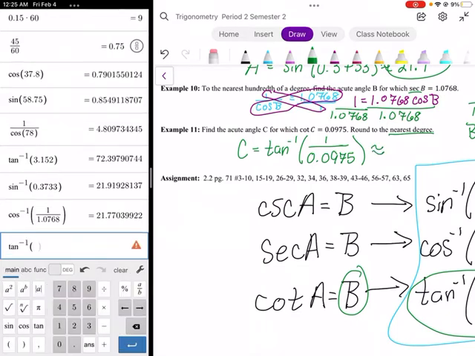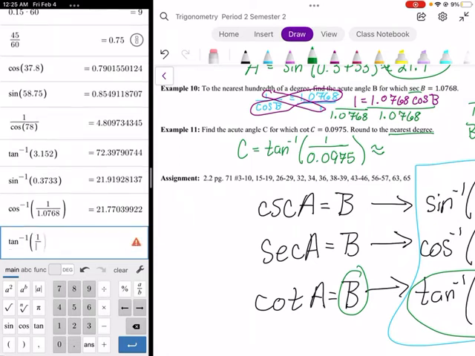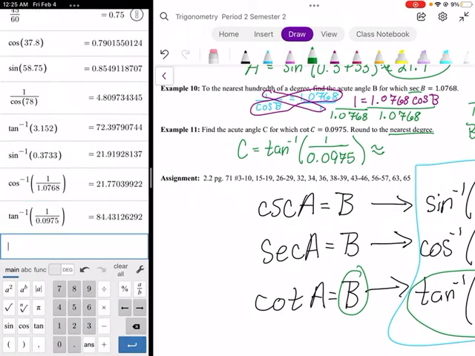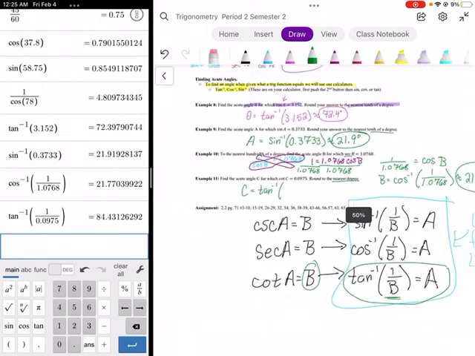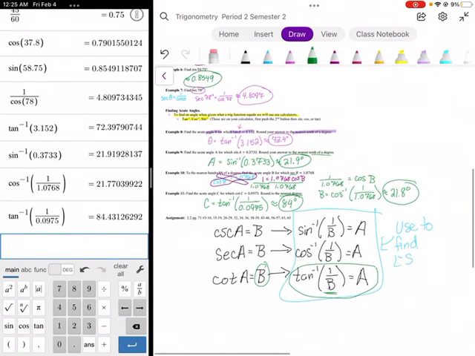So for this, we're going to do the inverse tangent of 1 divided by 0.0975. So that'll be 84 degrees, because this one they wanted us to round to the nearest degree. That is the last example for section 7.2.